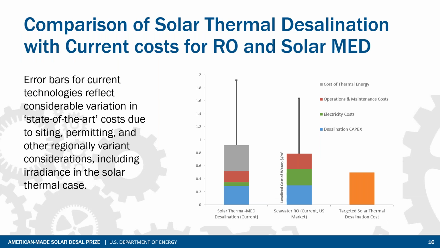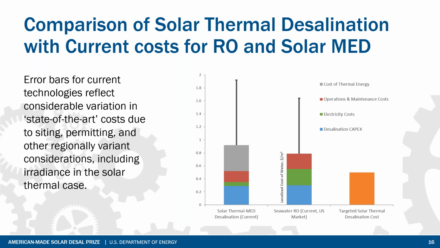The prize does seek to support the development of innovations from concept to a commercial entity. So as such, competitors will need to make a business case that their innovation can be competitive. So this slide shows what current solar thermal MED costs as well as seawater RO. And if you look at this, it says that solar thermal MED costs a nominal 90 cents per meter cubed of water, but has a large variation. Seawater RO has approximately 80 cents per meter cubed, but again, a large variation.